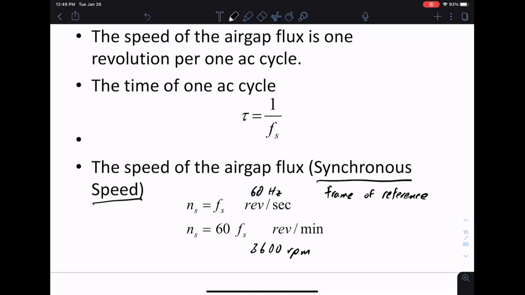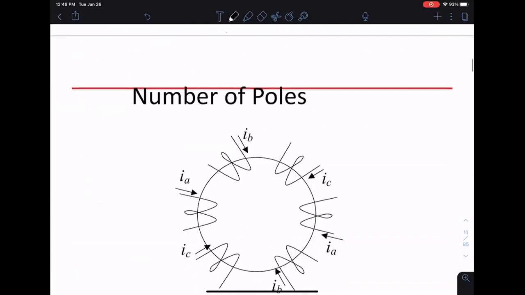Then why do we need poles in the machine? So this is a two-pole machine. Why do I have poles? What does the number of poles do for my induction machine? Anybody remember? Changes the output frequency.